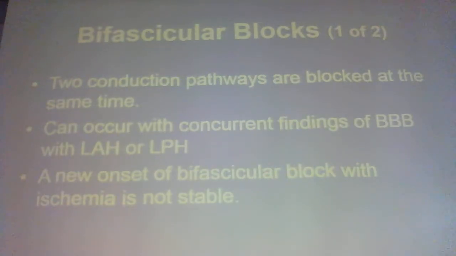All right, so what did I say a bifascicular block was? 2 blocks, right? So 2 conduction pathways are blocked at the same time. Can occur with concurrent findings of a bundle branch block with a left anterior hemiblock or a left posterior hemiblock. A new onset of bifascicular block with ischemia is not stable. Makes sense, right? The more electrical conductivity that's messed up, the more heart muscle that's involved. And it kind of makes sense.